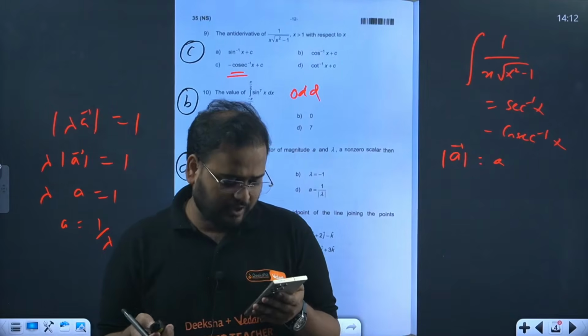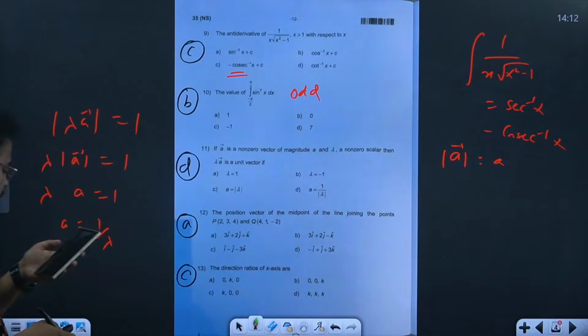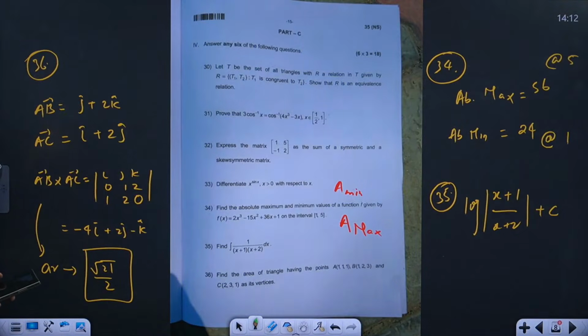Okay, so do 3 markers. You want to learn right now? Really? After examination, which one? 3 markers. Please check, answers are given over here. 34 is 56 and 54 for maxima and minima. 35 is log of x plus 1 and x plus 2. Okay, yes Suhani, I'll help you in the examination. Sir, what is the answer for 34? 34 answer is over here.